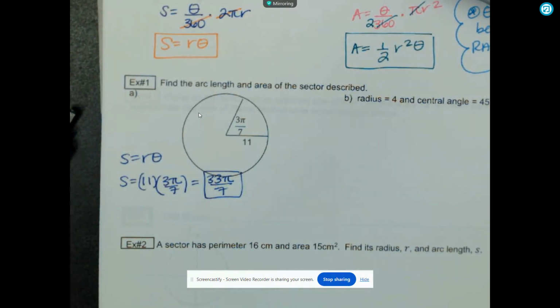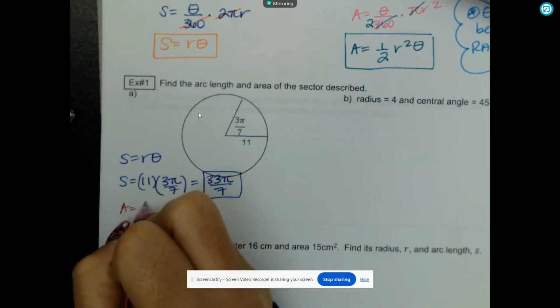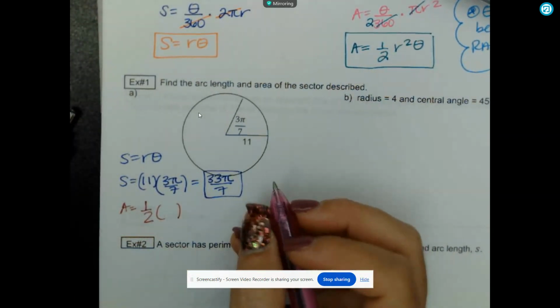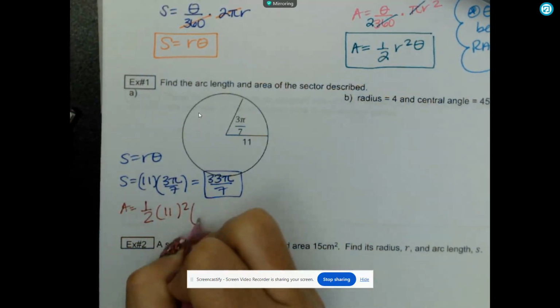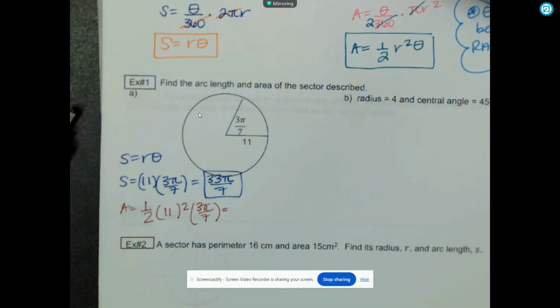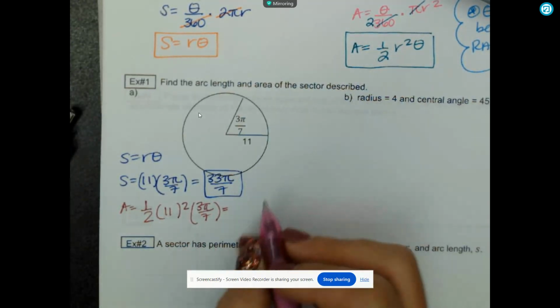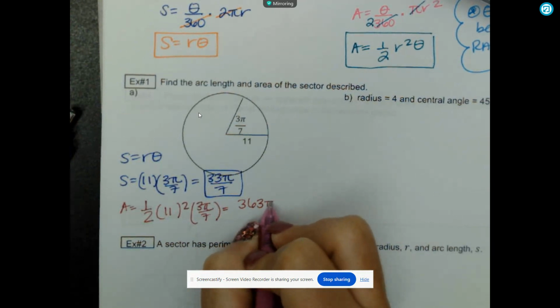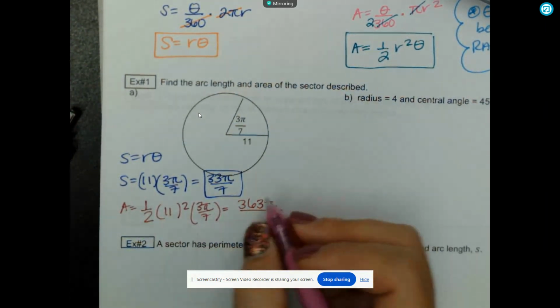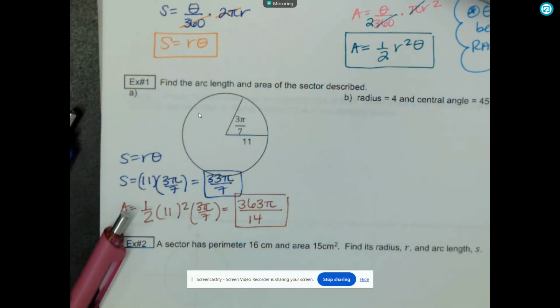Okay, now we're going to do the area. So the area equals 1/2 r squared theta. So r again is 11, and theta is 3 pi on 7. Y'all can do this in your head if you want to. What's 11 squared? 121. And 121 times 3 is 363 pi on top, and 2 times 7 is 14 on bottom. If that reduced, you could reduce it, but it does not reduce, so we're not going to reduce it.